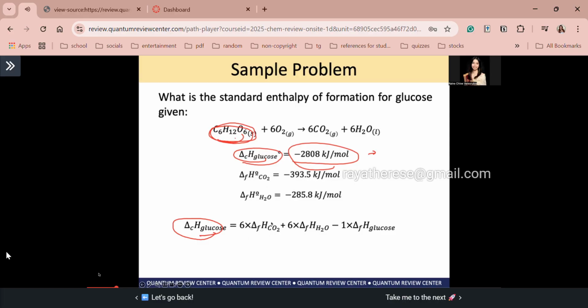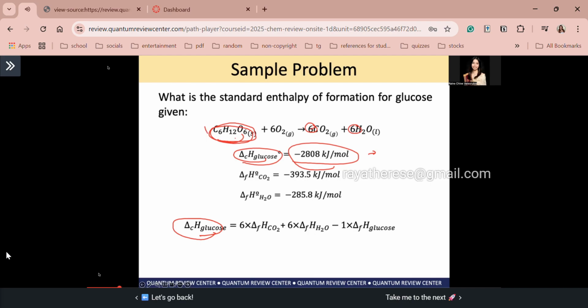So, let's solve. For the products, the coefficient is 6 for carbon dioxide. That's why it is 6 times the enthalpy of formation for carbon dioxide, plus 6 times, since we have a coefficient of 6 here, the enthalpy of formation for water, minus the reactant, which is glucose. So 1 times the delta Hf, or the enthalpy of formation for glucose.